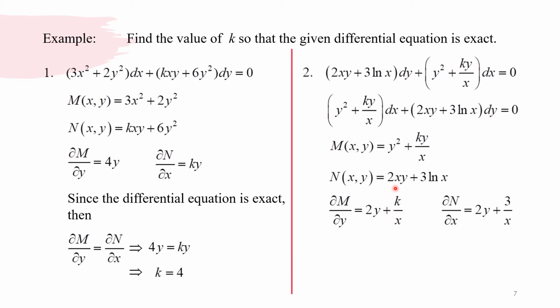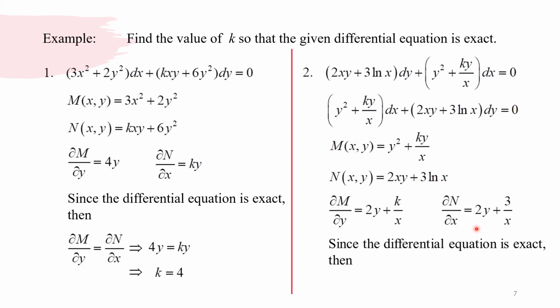For the function N, when you find the partial derivative of N with respect to x, x is the variable and y is a constant. Differentiate 2xy with respect to x: 2 is a constant, y is a constant, differentiate x with respect to x, the answer is 1, multiplied by the constant, so the answer is 2y. Plus, for the second term, differentiate 3 ln x with respect to x, the answer is 3 times 1 over x, in other words 3 over x. So this is ∂N/∂x.